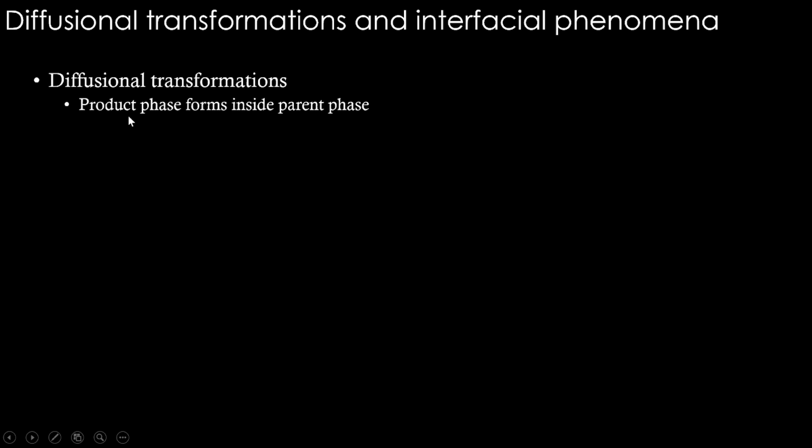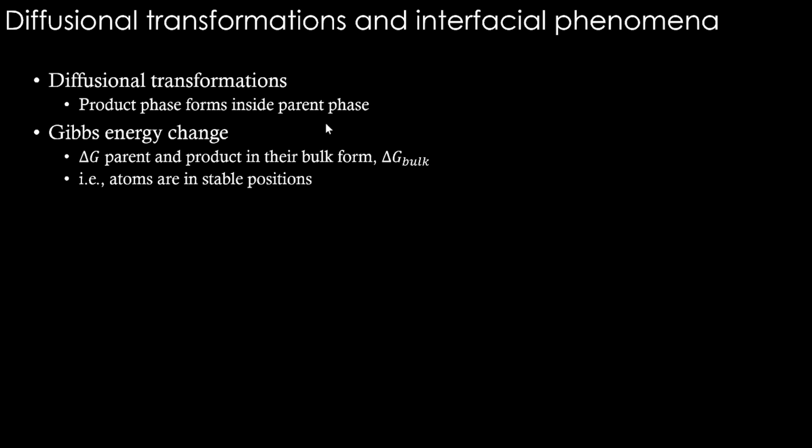So let's take this case of a product phase forming inside the parent phase through diffusional transformation. What we know about this is there will be a Gibbs energy change for the product to form, delta G between parent and product in their bulk form. It's called the Gibbs energy change bulk, delta G bulk. In fact, we have not used this word bulk till now. It essentially means that atoms are in stable positions.